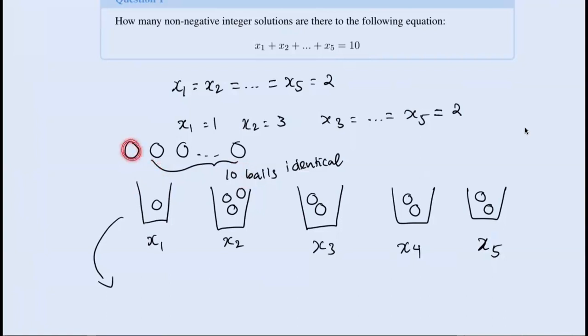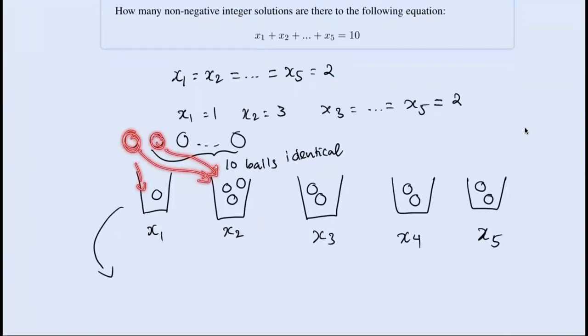Because it takes into account that this ball going to the first bin and this ball going to the second bin is a different distribution from this one going to the second and this one going to the first, right? So that's when the balls are distinct. But here the balls are identical. So the number of ways that we can distribute is actually less than 5 to the power of 10.